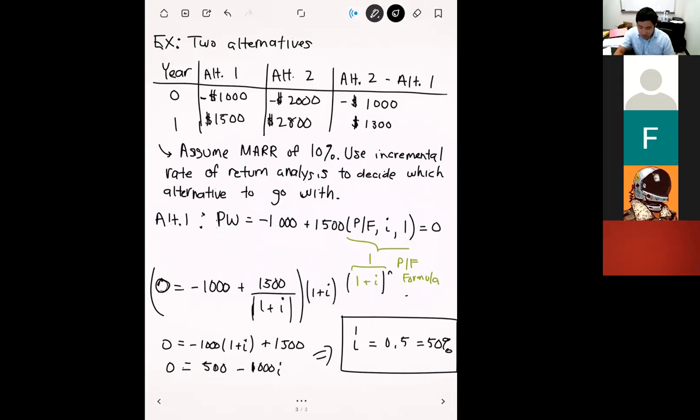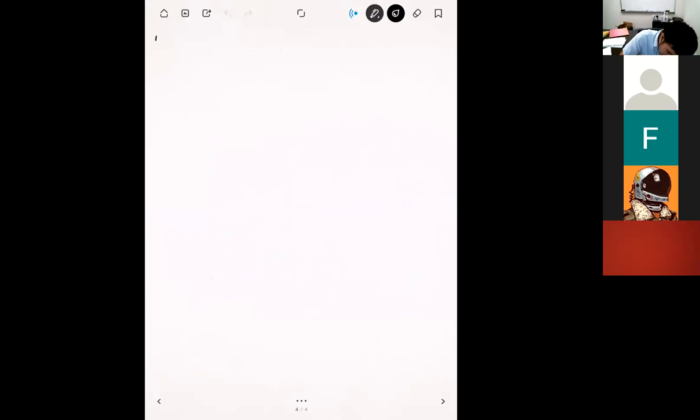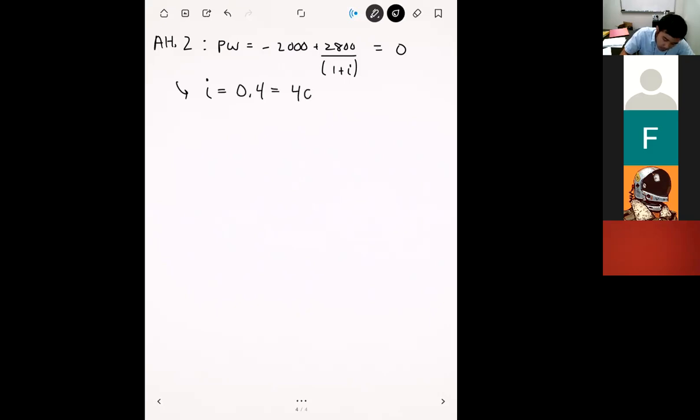Okay. All right. So let's do the same thing for option 2. Okay. And so for option 2, we're going to set up the present worth formula just like before. We have a minus 2,000 initial cost, plus 2,800. And then I'm just going to plug in the formula right away. So this is going to be 1 plus I. It's going to equal 0. All right, and so it's basically the exact same math as before. We multiply both sides by 1 plus I, solve for I, and what we get is I for this case is 0.4, which is equal to 40%.